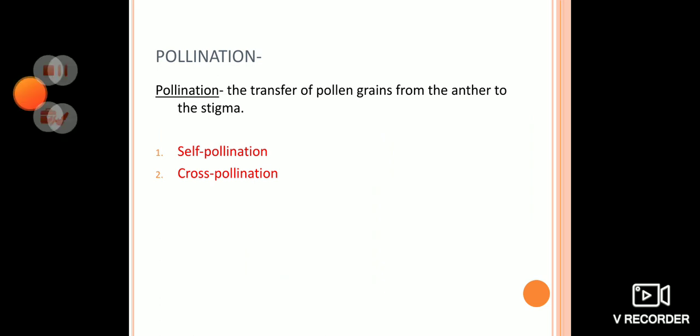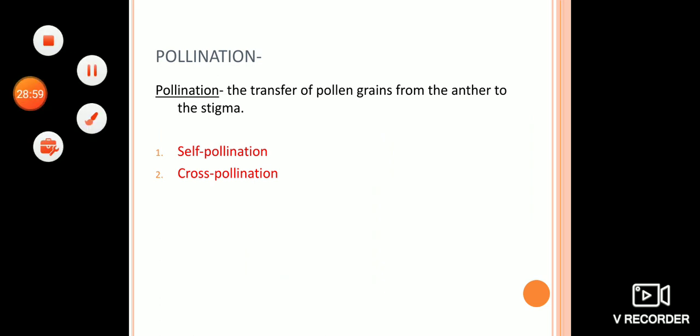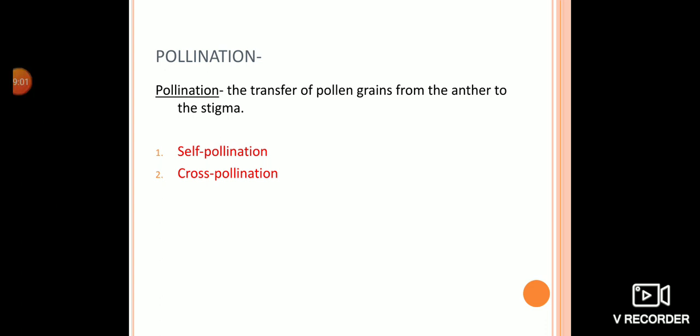Now the next topic is pollination. First, what do we mean by pollination? Pollination is the transfer of pollen grains, which are present in the anther, from the anther to the stigma of the female reproductive part. When the pollen grain reaches the stigma of the same flower or another flower of the same plant, it is called self pollination.